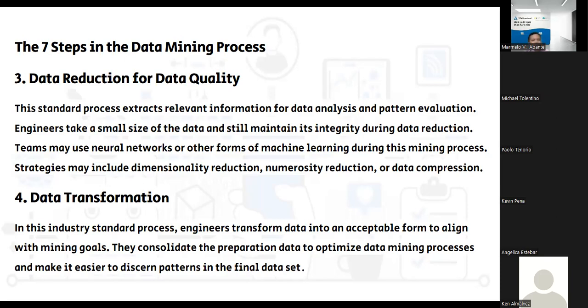The fourth step is data transformation. In this industry standard process, engineers transform data into an acceptable form to align with mining goals. They consolidate the preparation data to optimize data mining processes and make it easier to discern patterns in the final data sets. Data transformation encompasses data mapping and other data science techniques. Strategies include smoothing or eliminating noise from data. Other popular techniques include aggregation, normalization, and discretization.